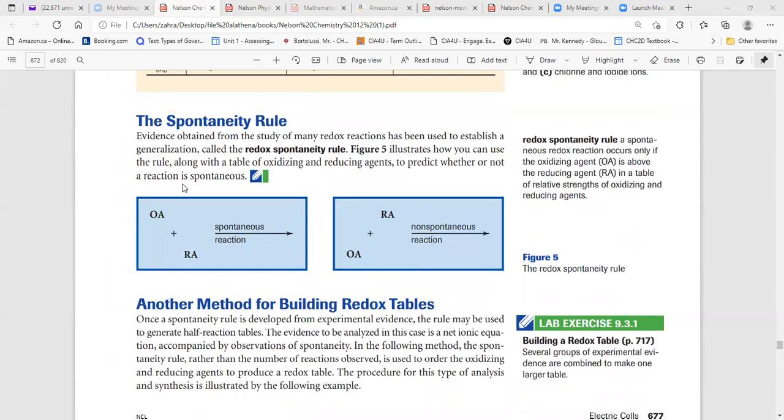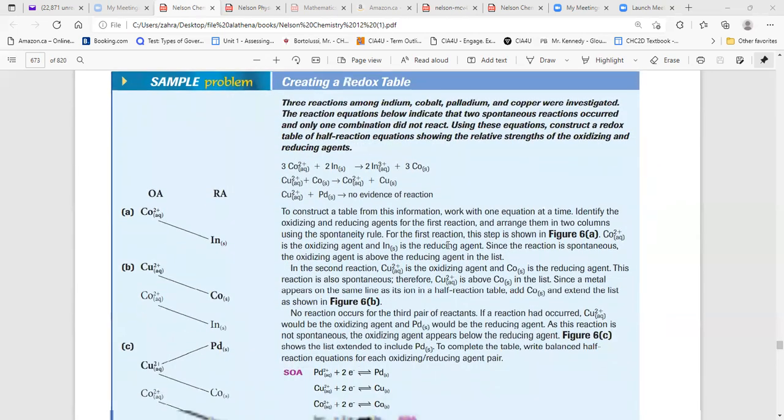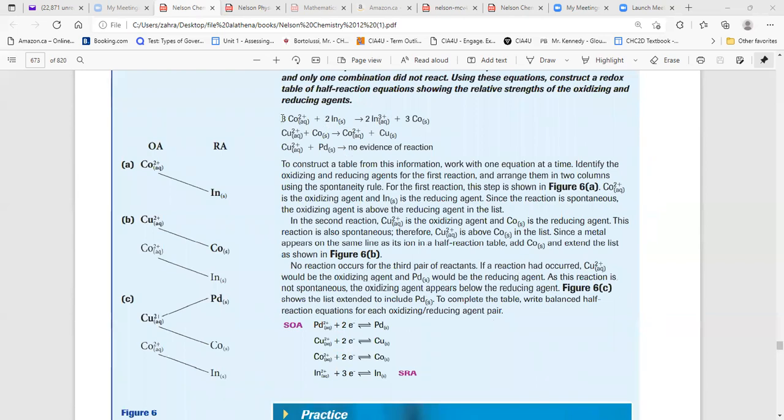So, spontaneity rules. If the oxidizing agent is above the reducing agent, the reaction is going to be spontaneous. If the oxidizing agent is below the reducing agent, it's non-spontaneous. So look at this question.